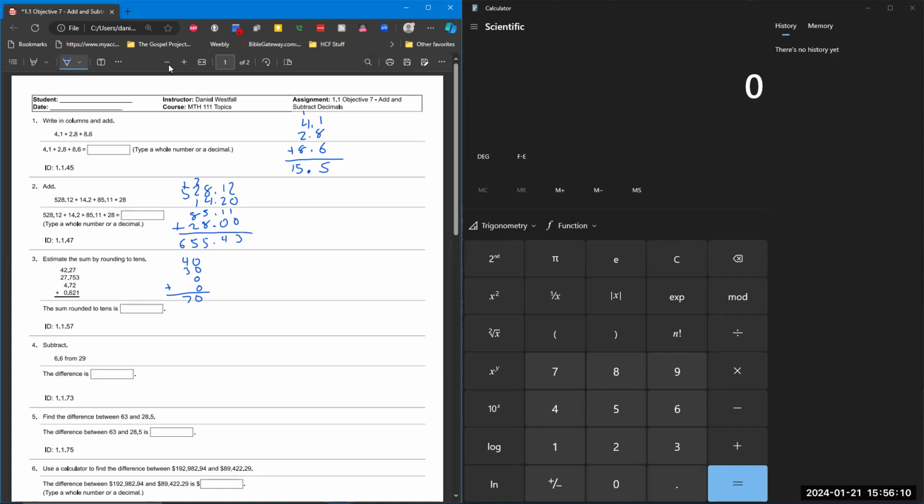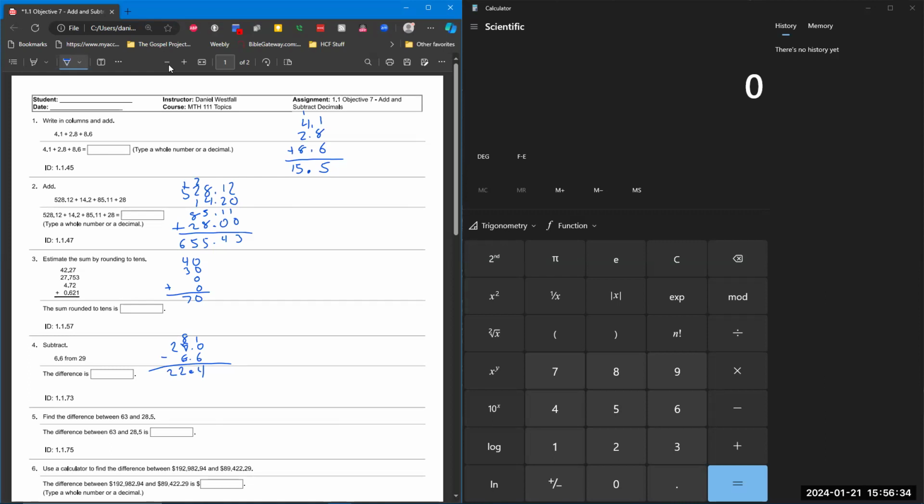Now we're going to start subtracting, and they ask us to subtract 6.6 from 29. So that means that 6.6 is the part that comes after the subtraction sign. We need to borrow. 10 minus 6 is 4. 8 minus 6 is 2, and I get 22.4.